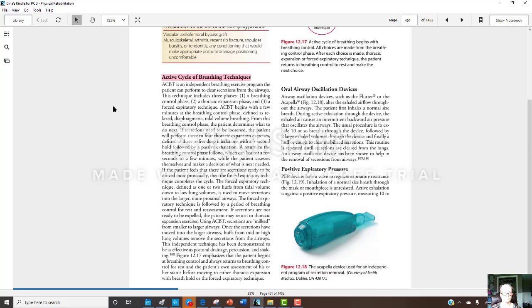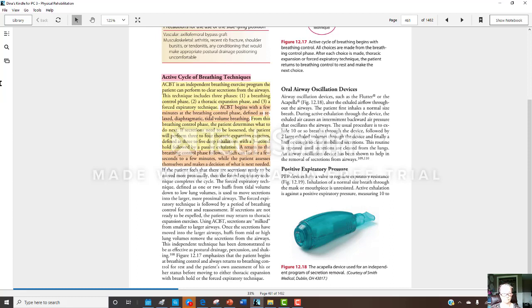ACBT begins with a few minutes of the breathing control phase, defined as relaxed, diaphragmatic, tidal volume breathing. From this breathing control phase, the patient determines what to do next. If secretions need to be loosened, the patient will perform 3 to 4 thoracic expansion exercises, defined as 3 to 5 deep inhalations with a 3-second hold followed by a passive exhalation. A return to the breathing control phase follows, which can last for a few seconds to a few minutes, while the patient assesses themselves and makes a decision of what is next needed.